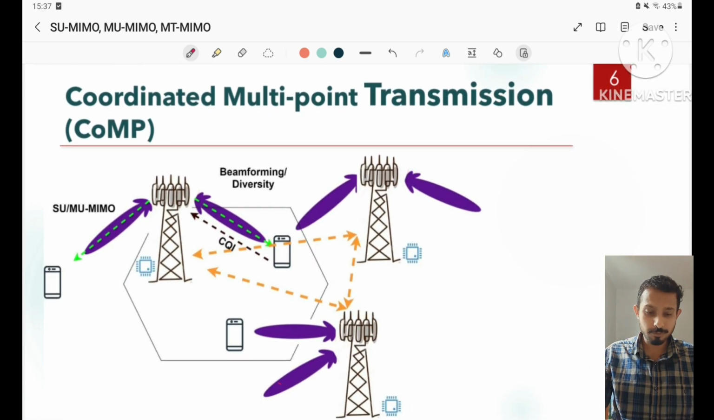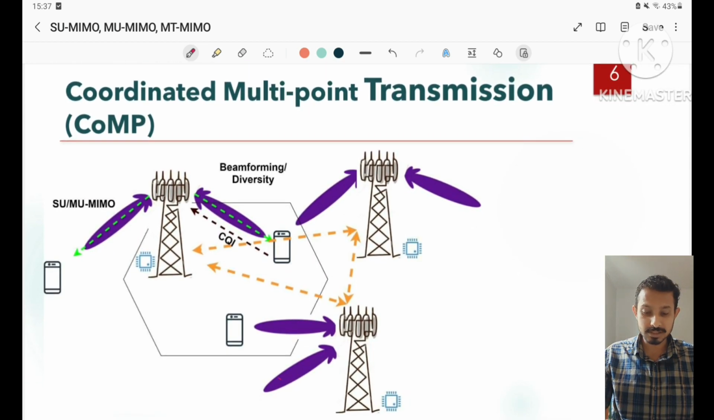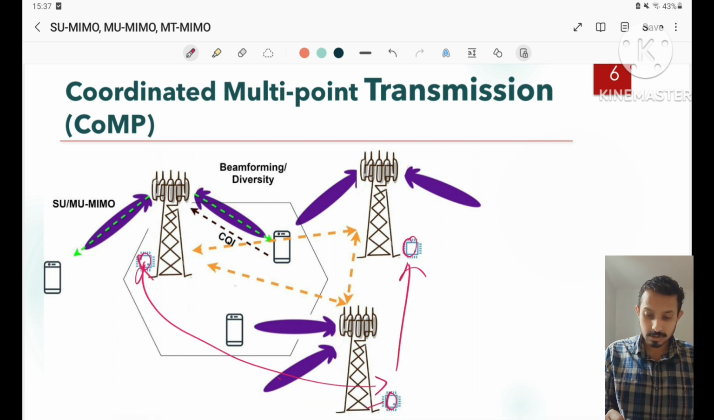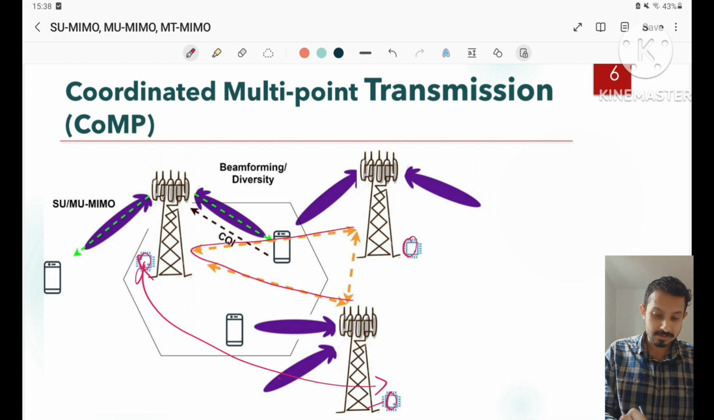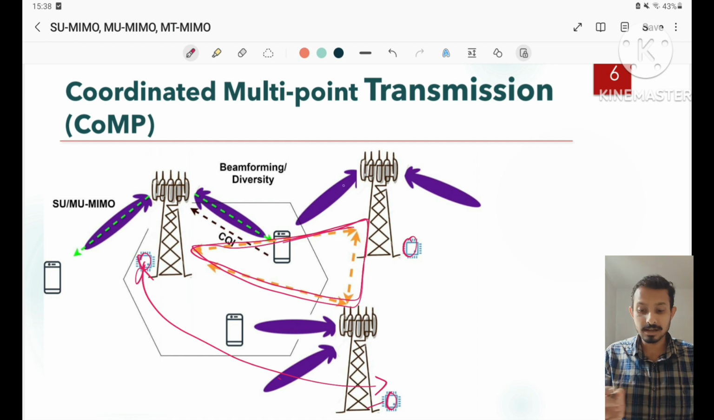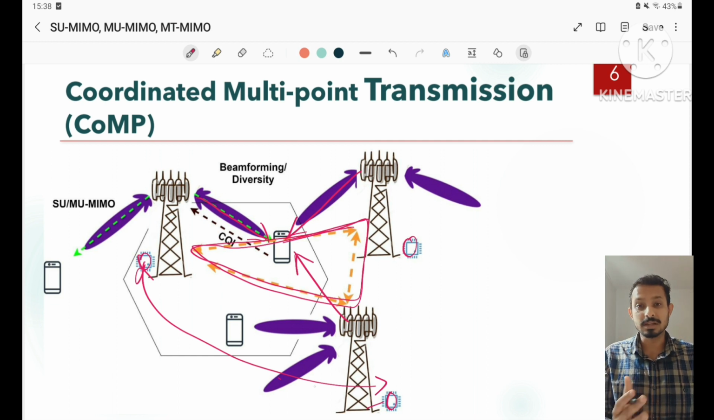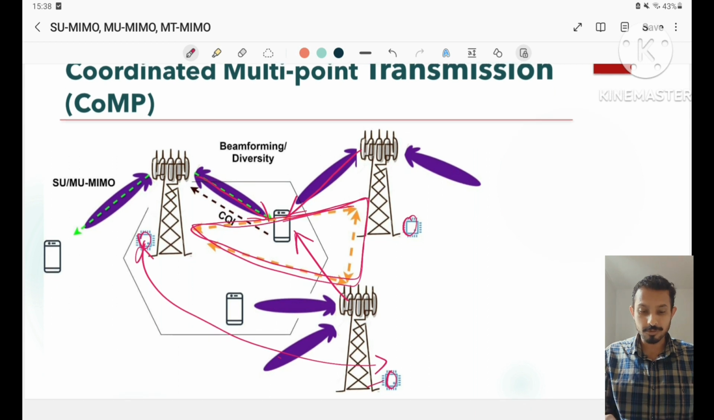The other form of coordinated multi-point transmission is that all the base stations have their own CPU. They do not jointly do the signal processing, but they communicate among themselves. They communicate in such a fashion that when the signals are sent to the ground users, they are received again where there is no interference. So this is the other form of CoMP.